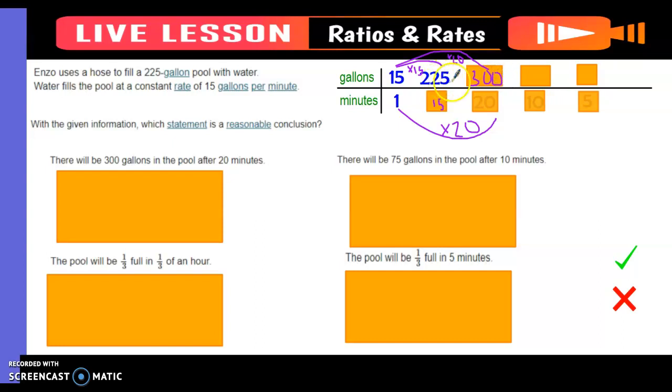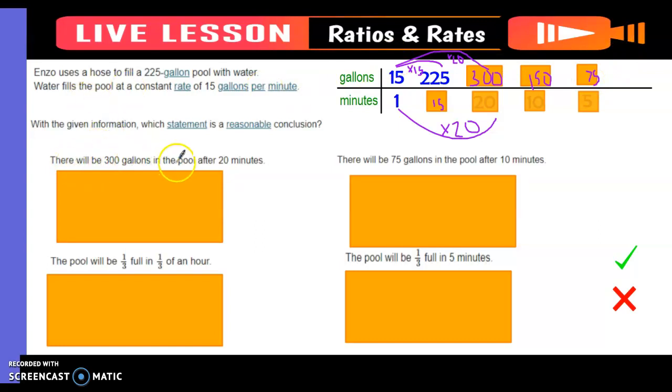Well, if I know it fills up to 300 gallons in 20 minutes, that means in 10 minutes, it's going to be half of 300. So that's going to be 150 gallons. And that means in 5 minutes, it's going to be half of 150. So that's going to give me 75 gallons. So let's look and see which statement is true.